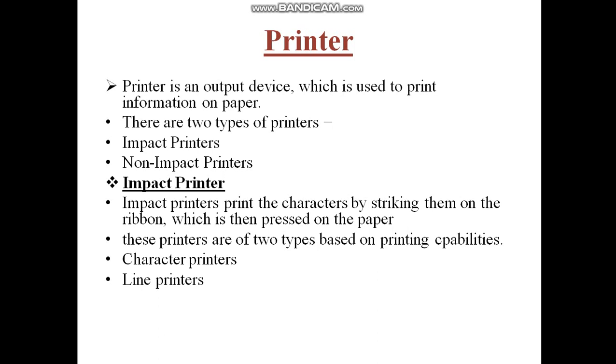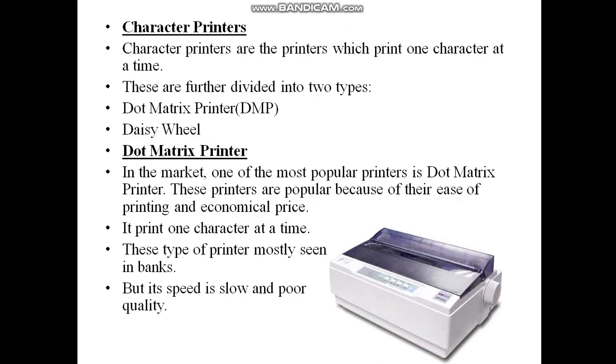There is physical contact with paper to produce an image. So in an impact printer, physical contact must be needed with the paper to produce an image. For that physical contact we use a ribbon. So there are two types of impact printer. First is the character printer and the second is the line printer.